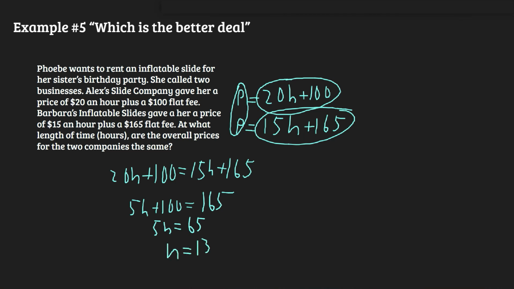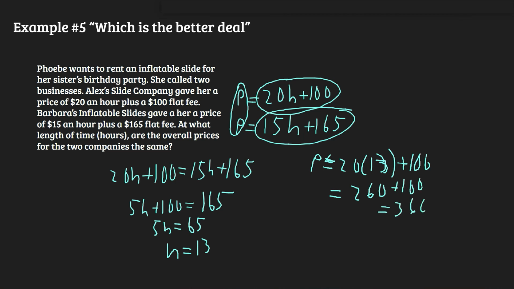So it should be 13 hours when the prices are the same. So let's just plug my number in and make sure that the prices come out the same. So the price for Alex's is going to be price is equal to 20 times the number of hours. So the number of hours is 13 plus 100. So that's equal to 260 plus 100, and that is equal to 360 total dollars.